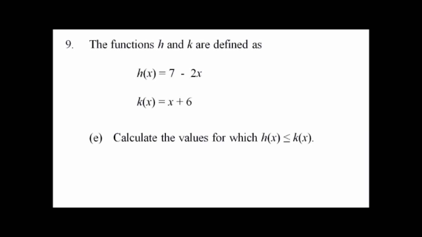And we move on to 9e, same functions h and k, and calculate the values of x for which h of x is less than or equal to k of x. So find h of x, 7 minus 2x, and put that less than or equal to k of x, which is x plus 6, work it and see what values you would get that would satisfy that inequality.